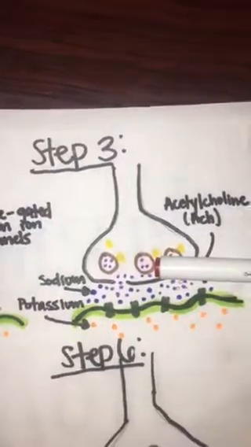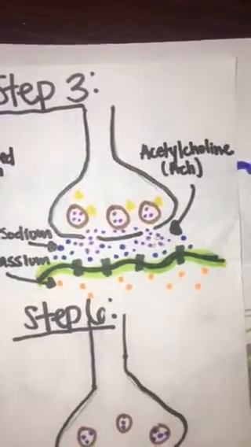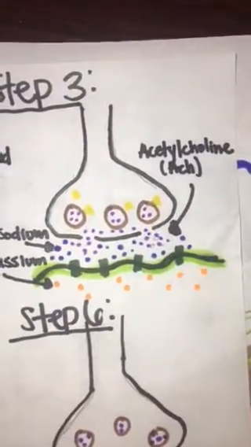Step 3: calcium ions in the axon terminal then stimulate the synaptic vesicles to fuse to the presynaptic membrane of the axon terminal. By fusing to the presynaptic membrane of the axon terminal, synaptic vesicles are able to release the neurotransmitter into the synaptic cleft.